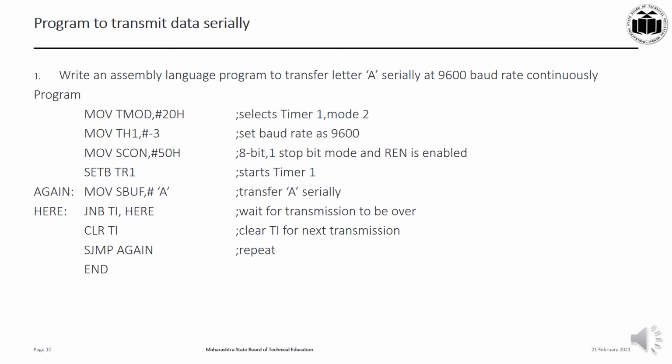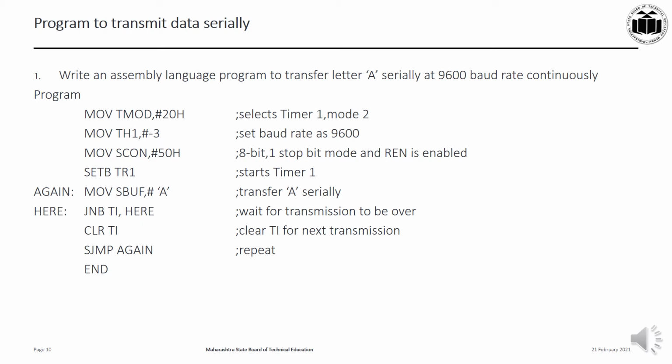Now we will try to write an assembly language program to transfer the letter A serially at 9600 baud rate continuously. For this, we have to load the TMOD register with value 20H, which will select timer 1 in mode 2.